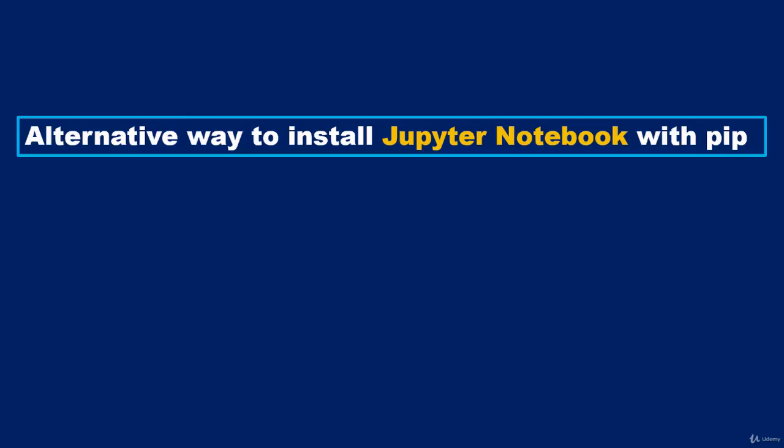Another way you can set up the Jupyter Notebook is by using the Python package manager, which is known as pip. This is recommended only for the experienced Python users. So before you set up the Jupyter Notebook using pip, you must make sure you already have Python installed, and then you need to make sure you have the most recent and updated version of the Python package manager, which is known as pip.